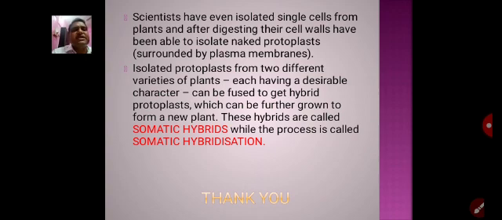One example I will give you is pomato, a somatic hybrid. Which plant cells are fused in this? One is potato and the other is tomato, which belong to different genera. The protoplast of the potato and the protoplast of the tomato are fused together to form the hybrid. This process is known as somatic hybridization.